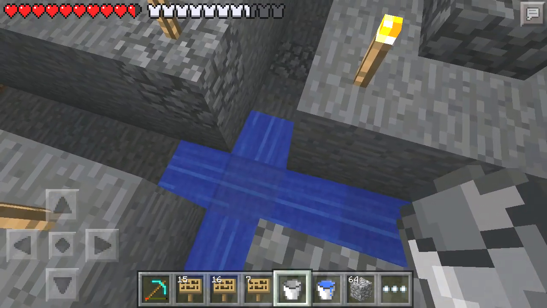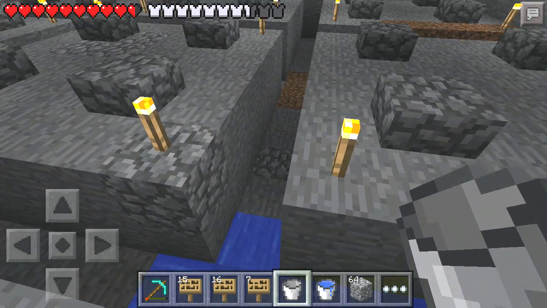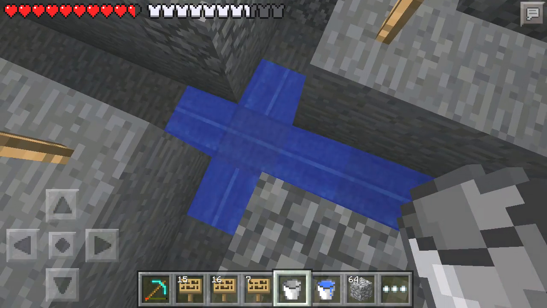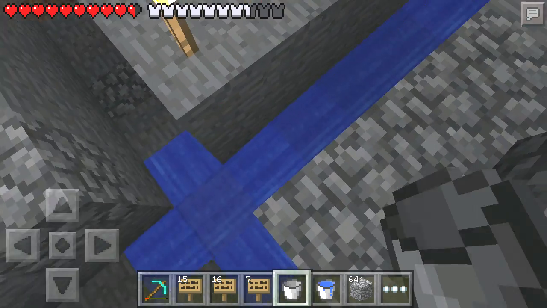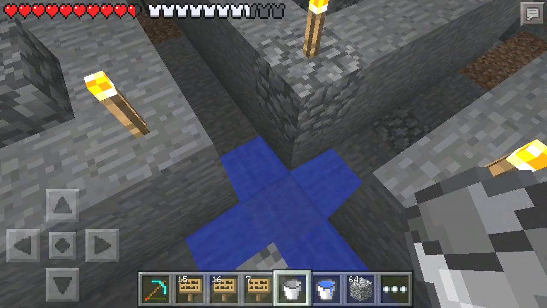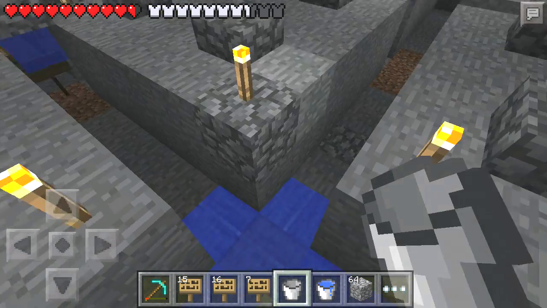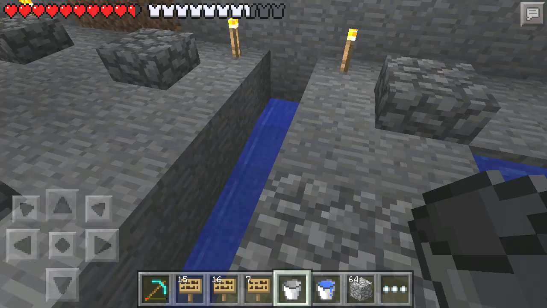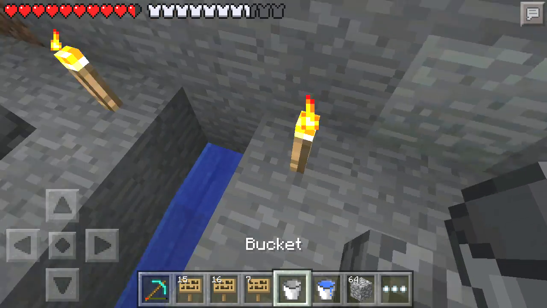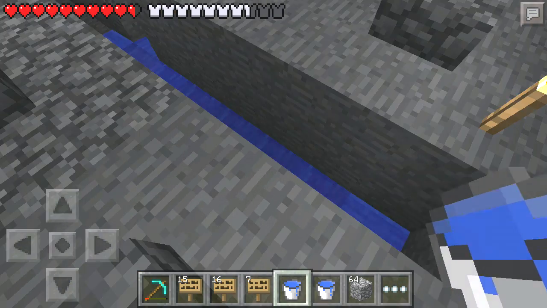But we also have this problem where the water wants to travel down these other two channels here, and we want to keep that from happening. We really want that monster pushed straight through over to there. So how would we do that? Well, we're going to use signs and half slabs to accomplish that.